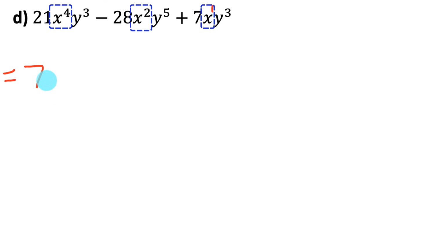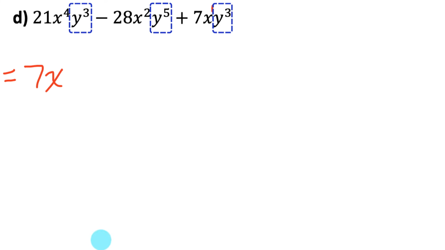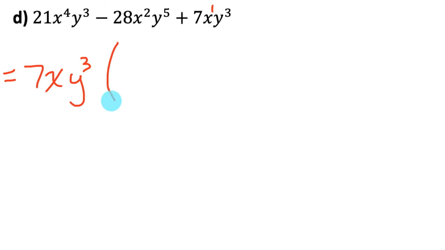We always take out the one with the smallest exponent, so I'll take out an x to the 1. If we look at the factors of y in each of the terms, the smallest exponent is 3, so I can common factor out a y cubed. So my greatest common factor is 7xy cubed. I now need to divide all 3 of those terms by my greatest common factor that I took out.